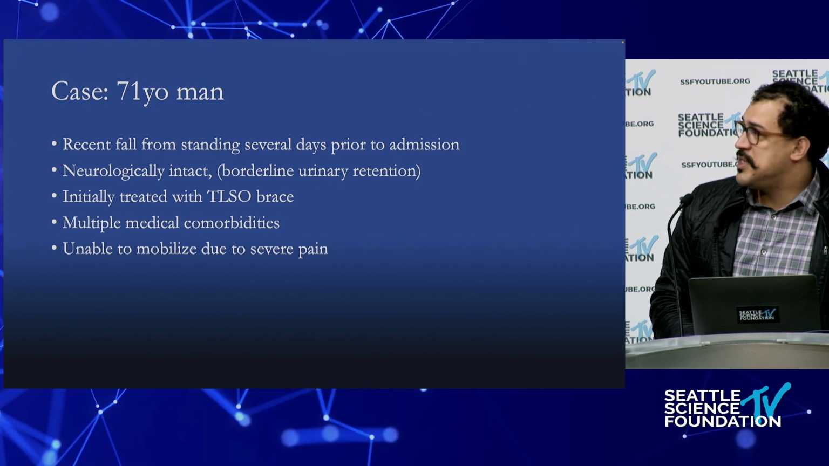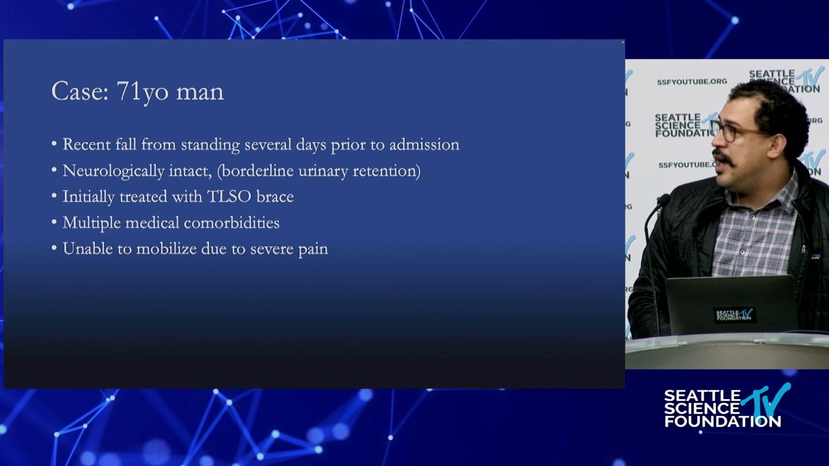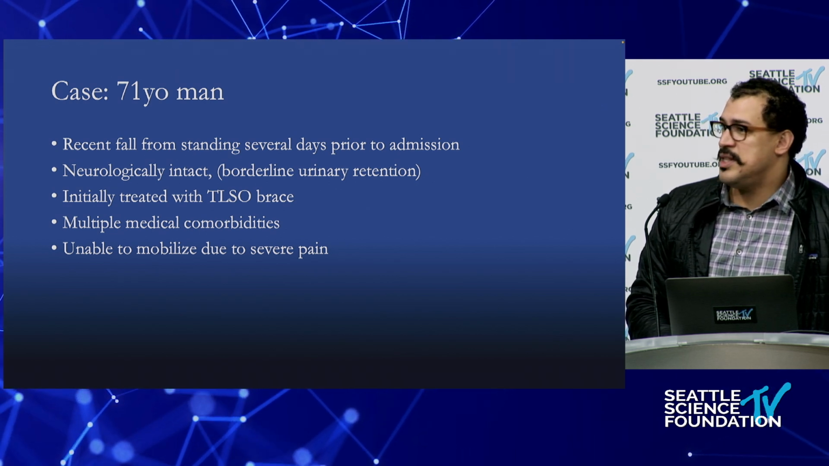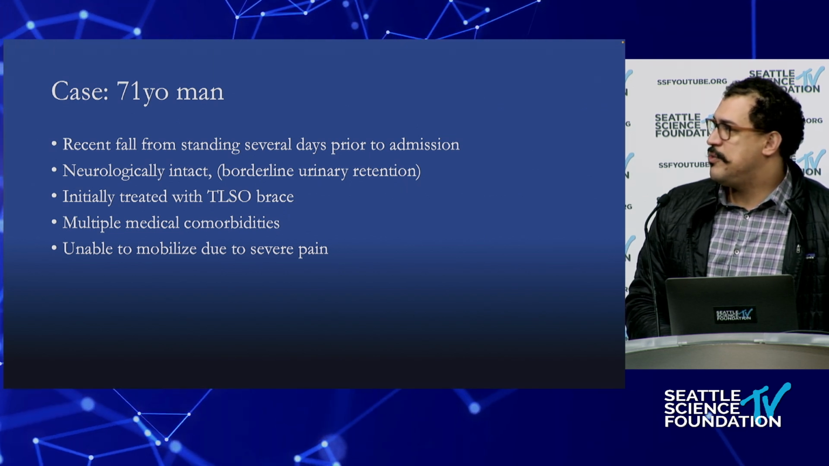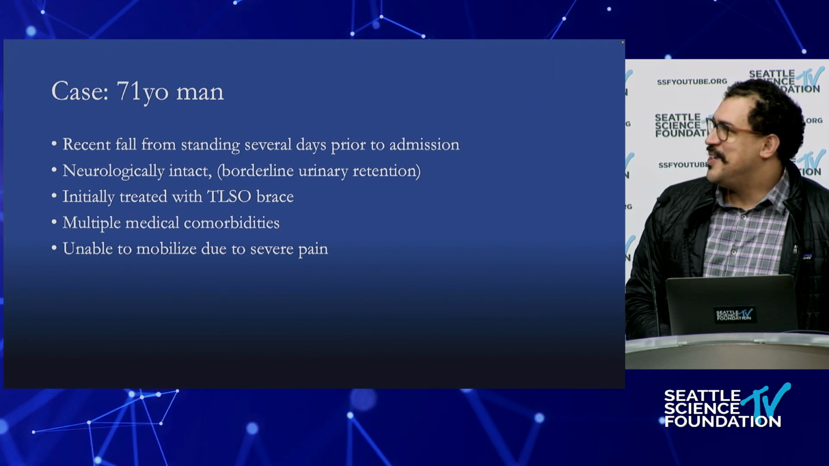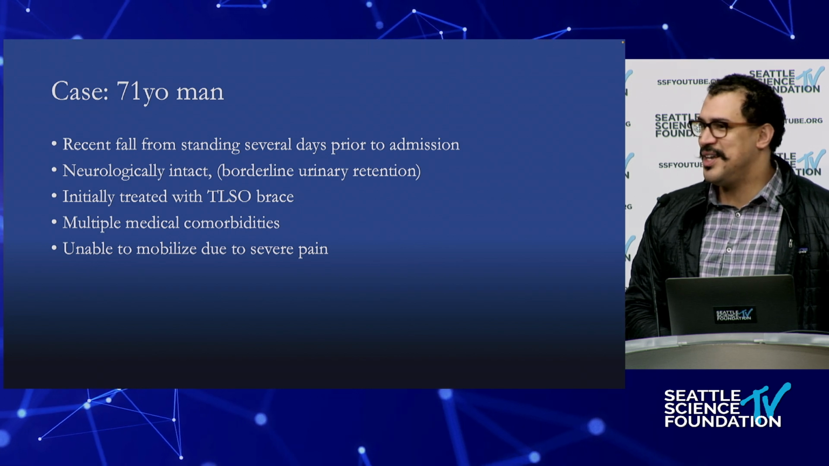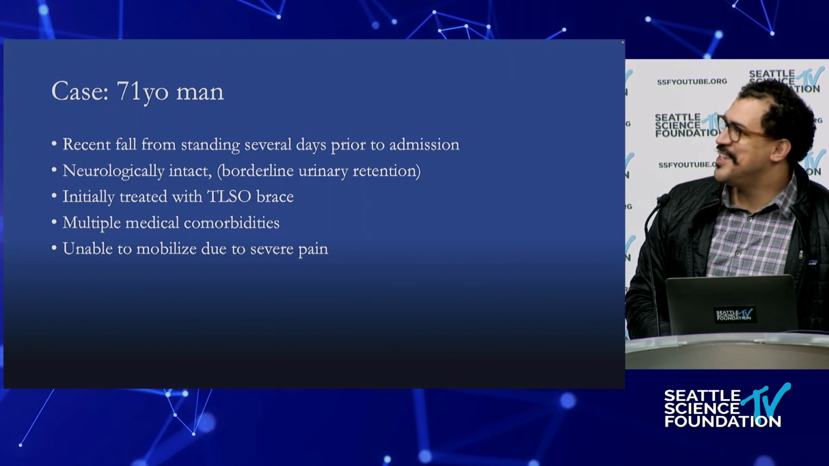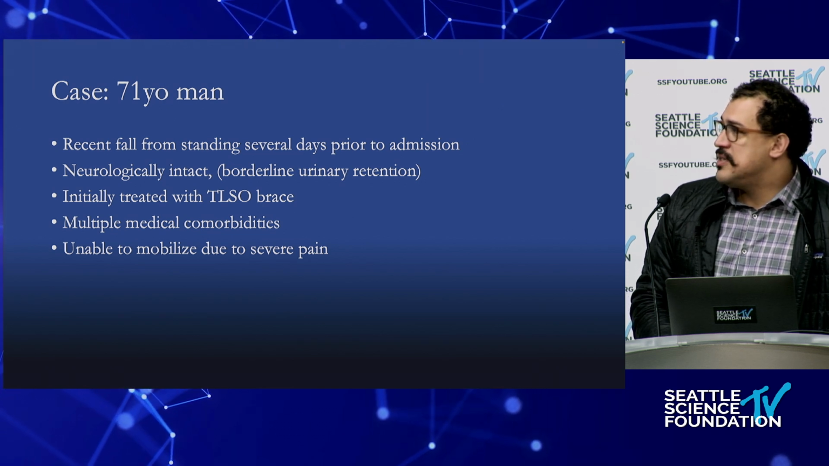This was just a fall from standing, treated in an outside hospital, sent home, neurologically intact, but typically these patients will have some sort of urinary retention, 300 to 400 cc's PVR. Is that baseline? Is that urinary retention that means they're neurologically compromised? We could go on forever about that. We'll just leave that there. They were put into a TLSO brace and sent out.